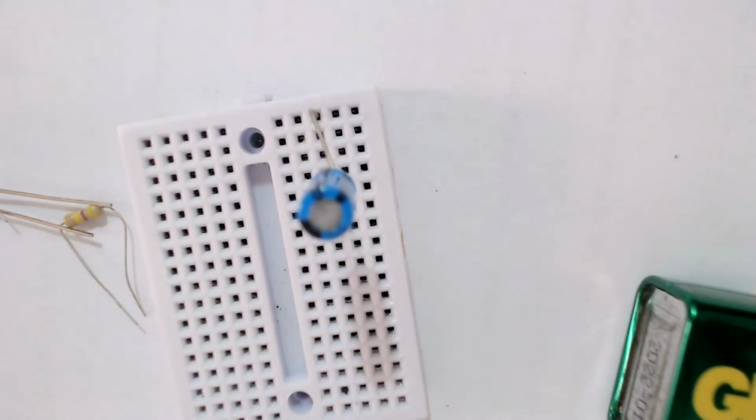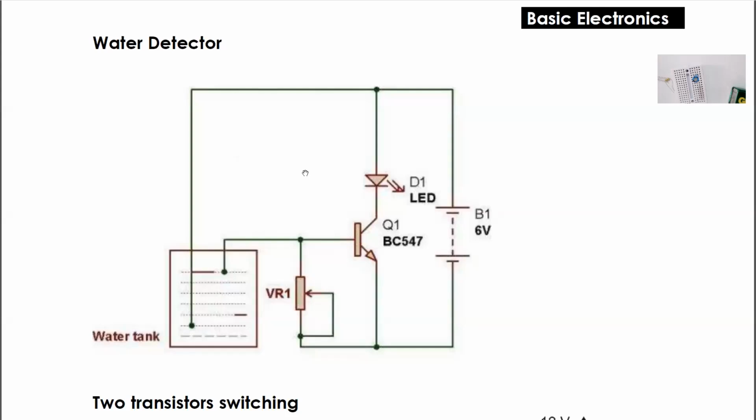Then we are moving to the water detector circuit. So the water detector circuit means simply a transistor, an LED, and it is better to have a resistor here, and the base is connected to the supply voltage, 9 volts or 6 volts, through the water. That's it. Okay.